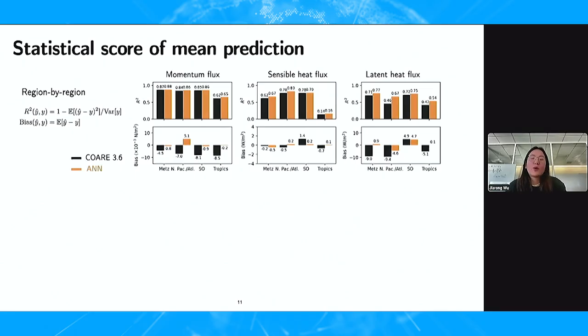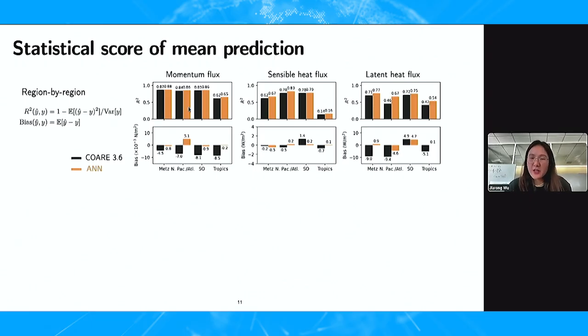Once we have learned this mean and standard deviation, we can take a look at the statistical score of this proposed neural network. First, if we just look at the mean, we can compute its correlation with the observation, the truth. So this is the R-squared score and also the bias, meaning the mean of the difference over the data set between the predicted and the measured.